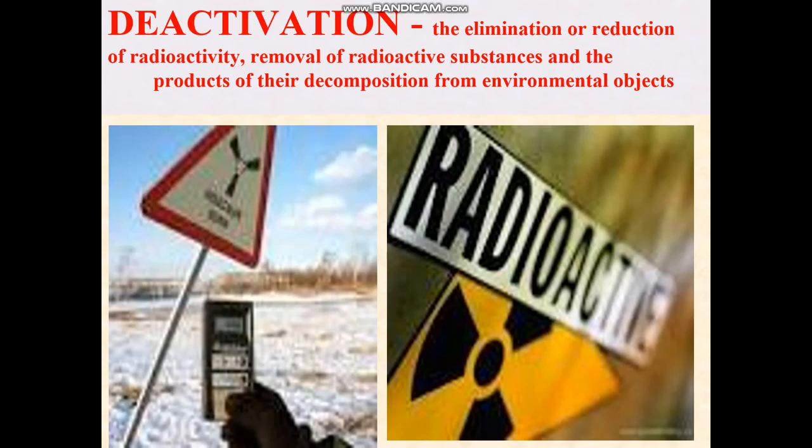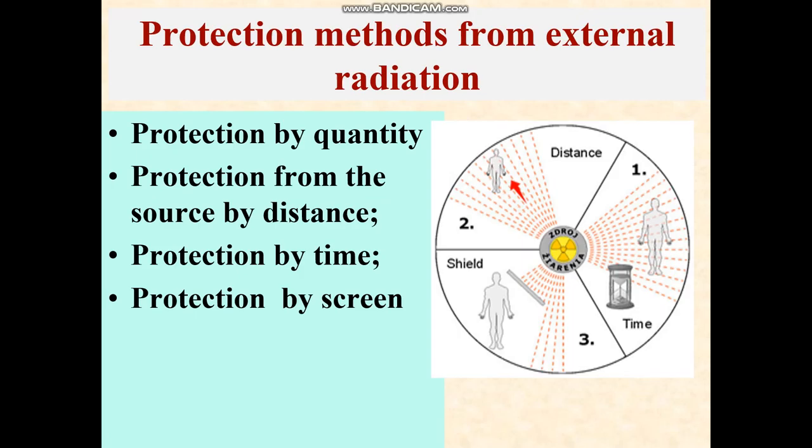For example, for the mechanical method, a vacuum pump and brush are applied. Cleanse: soap 30%. Oxidant and alkali. Solvent: kerosene, benzene and others. Protection methods from external radiation include protection by quantity, protection from the source by distance, protection by time, and by screen.